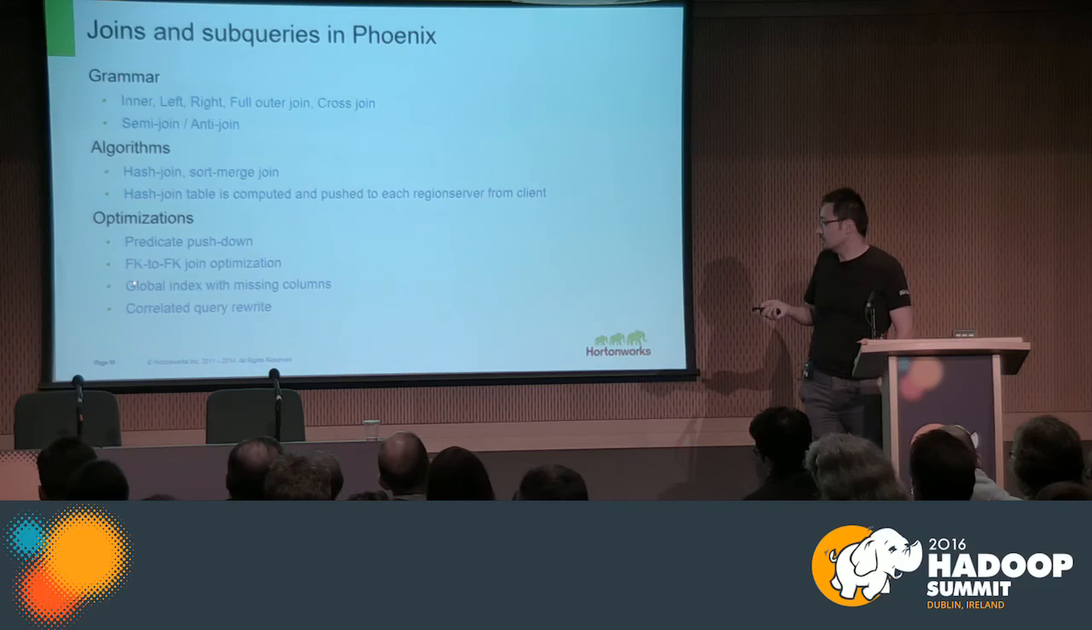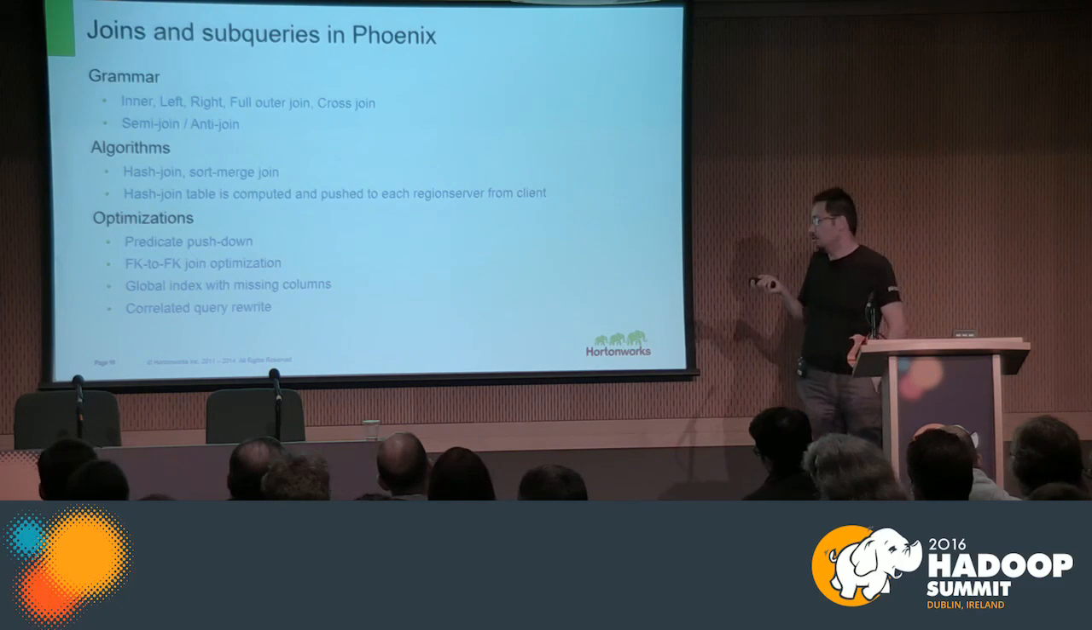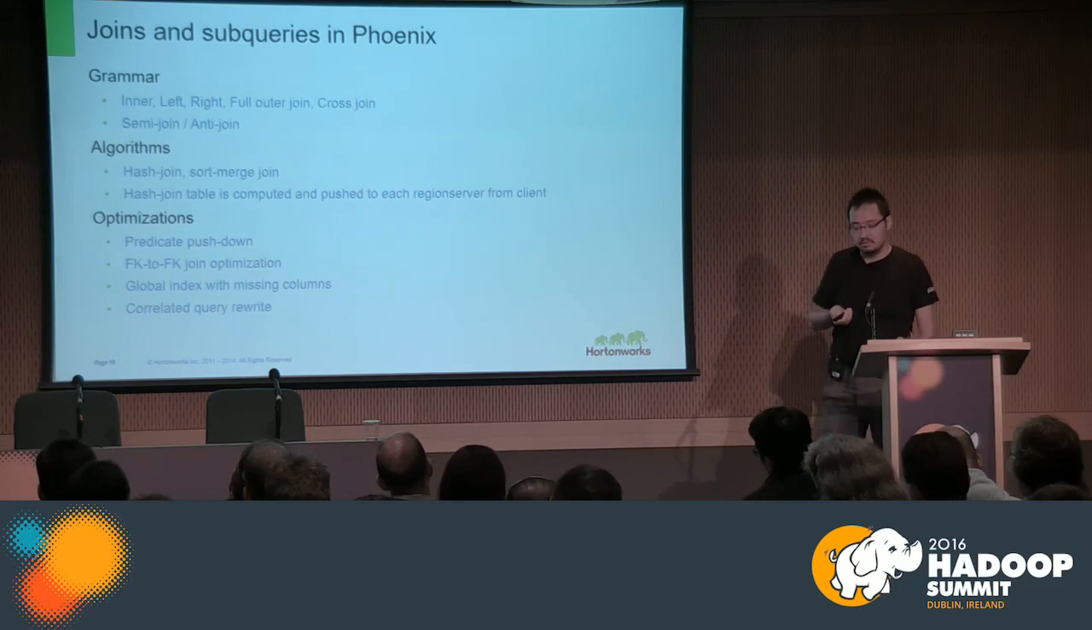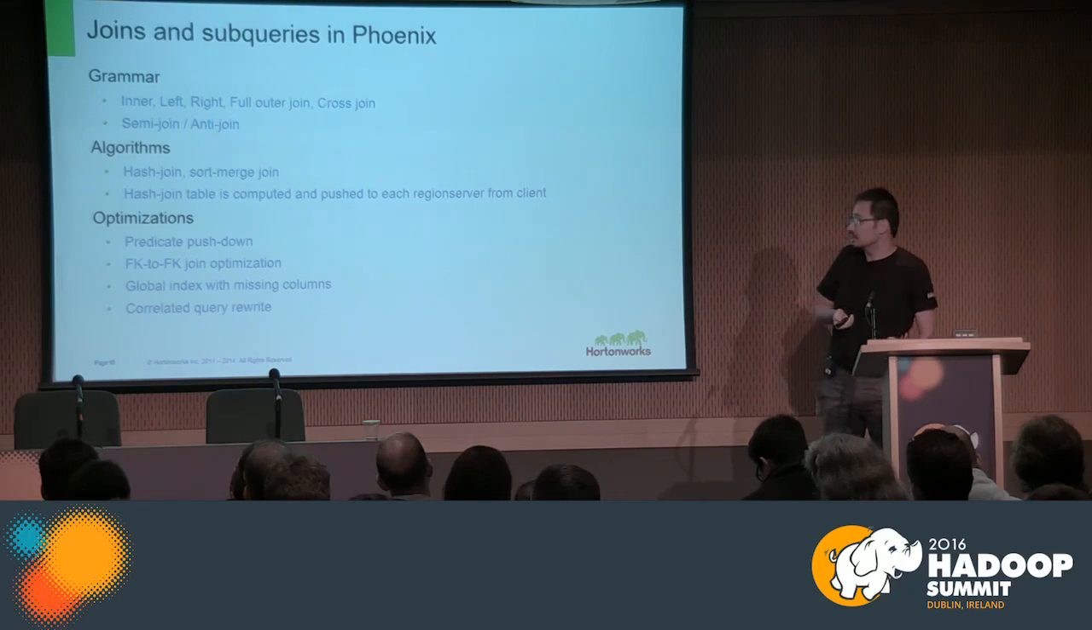This is actually, there's a typo here. Full primary key to foreign key join optimization is there. Global index with missing columns optimizations and correlated query rewrite kind of optimizations are there.